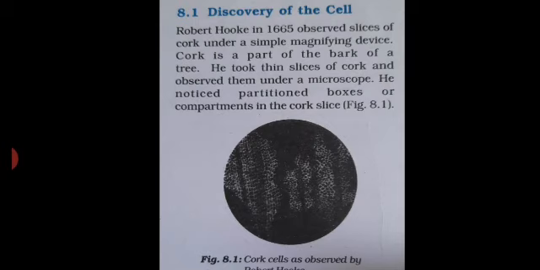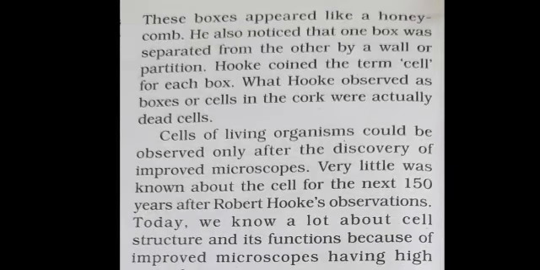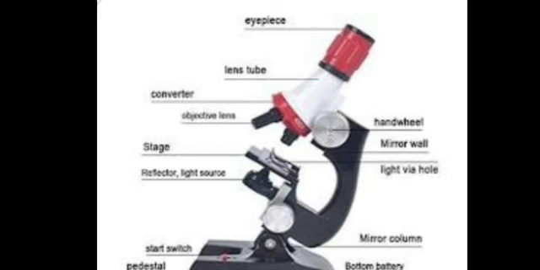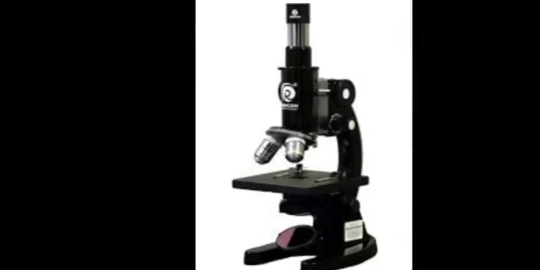Students, here cells of living organisms could be observed only after the discovery of improved microscopes. So very little was known about the cell for the next 150 years after Robert Hooke's observation. So today we know a lot about cell structure and its functions because of improved microscopes. Observe the improved microscopes having high magnifying lens on the screen. See the electron microscope and modern microscopes.